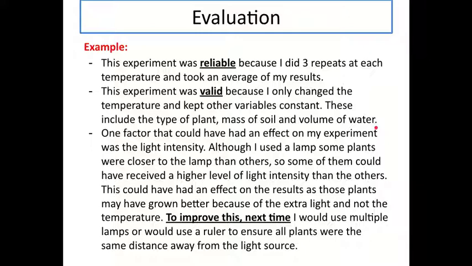So one factor that could have had an effect on my experiment was light intensity. Although I used a lamp, some plants were closer to the lamp than others, so some of them could have received a higher level of light intensity than the others. This could have had an effect on my results, as those plants may have grown better because of the extra light and not the temperature. To improve this next time, I would use multiple lamps or would use a ruler to ensure all the plants were the same distance away from the light source. So not only have I mentioned what I did wrong, I've also then said why and what I would do next time to be able to improve it.